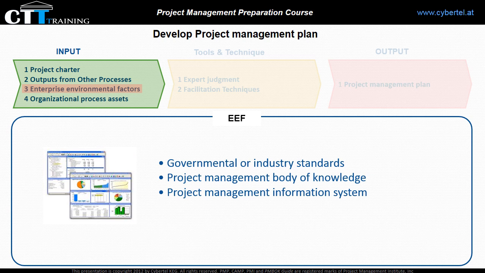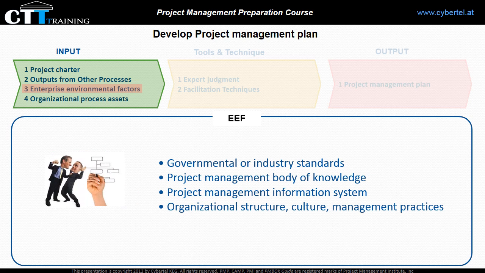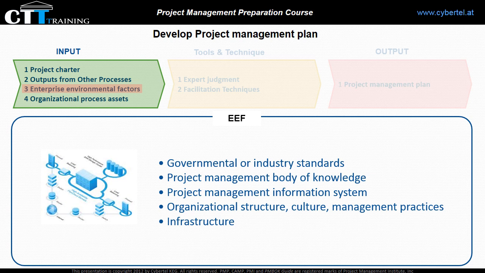project management information system, for example automated tools such as a schedule software tool or a configuration management system, an information collection and distribution system, or web interfaces to other online automated systems. Organizational structure, culture, management practices, and sustainability. Infrastructure, for example, existing facilities and capital equipment, and personnel administration, such as hiring and termination guidelines, employee performance reviews, and employee development and training records.